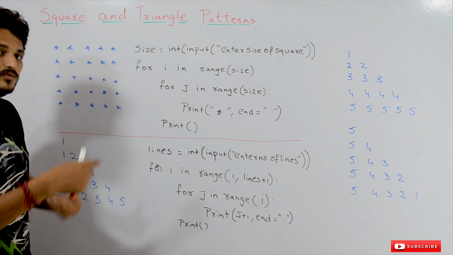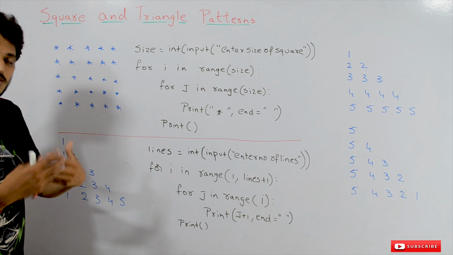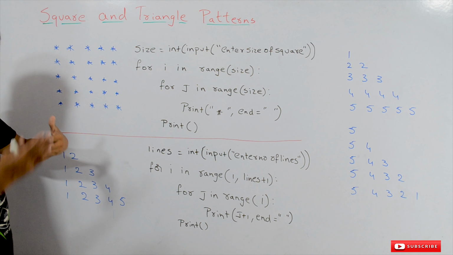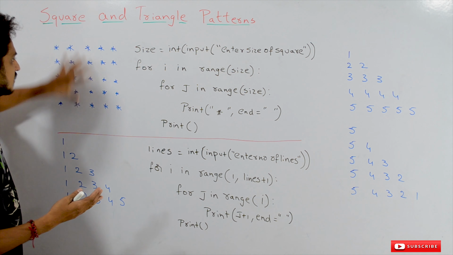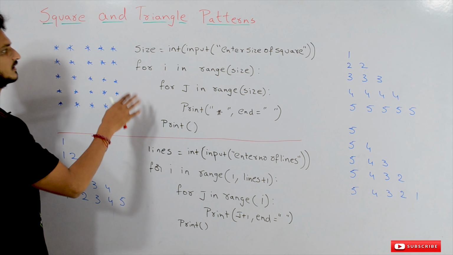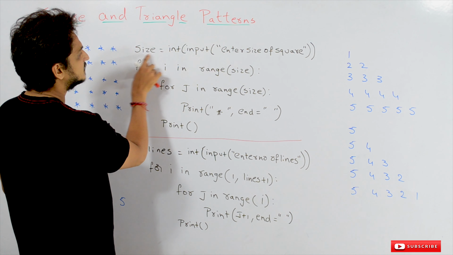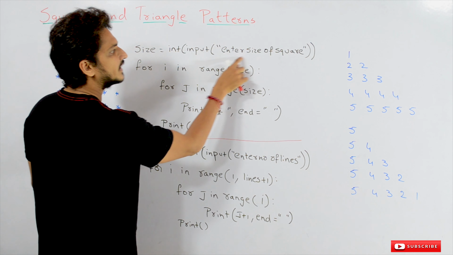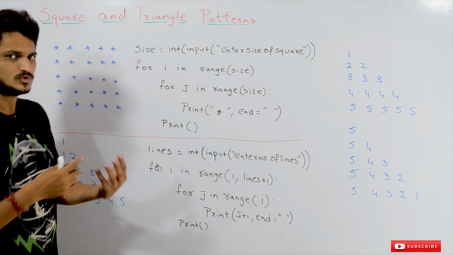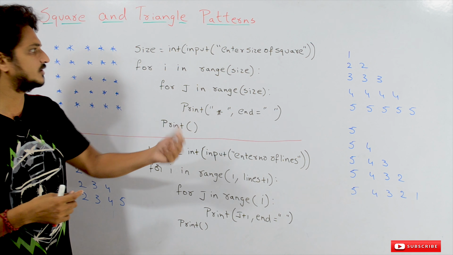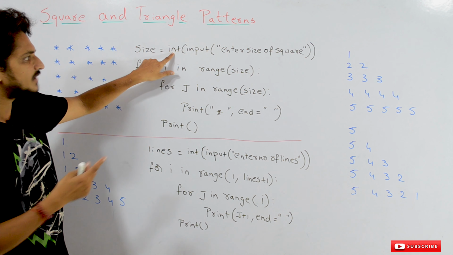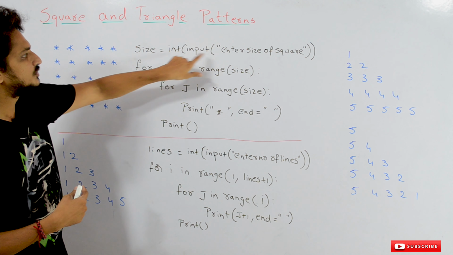In our last class when we discussed nested loops, we saw how a nested loop works, the same process repeated each time. So let's check the logic here, how we have written it. size is equal to int of input, enter size of the square. We are taking the input from the user, and it should be converted to the integer type.